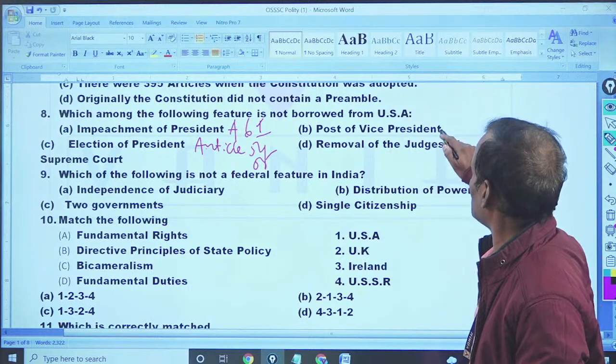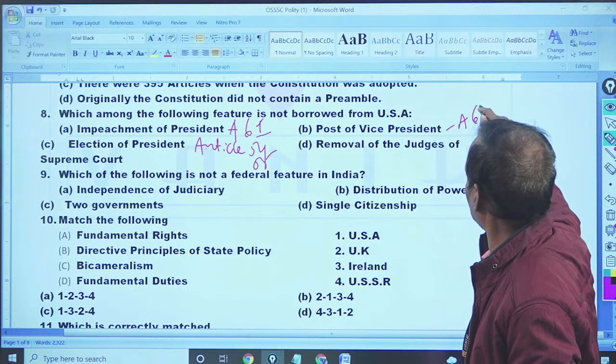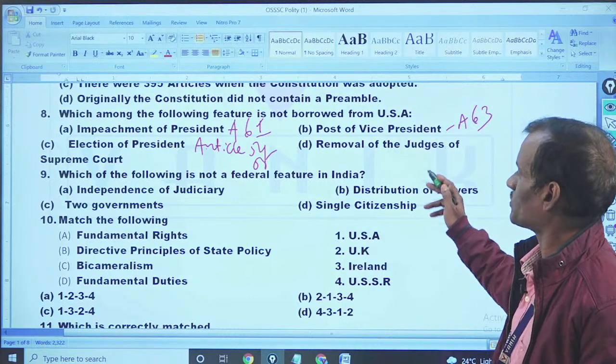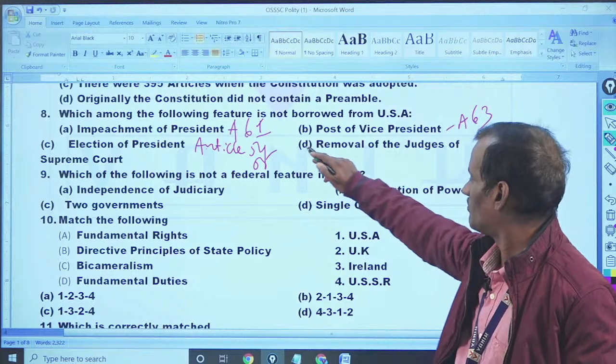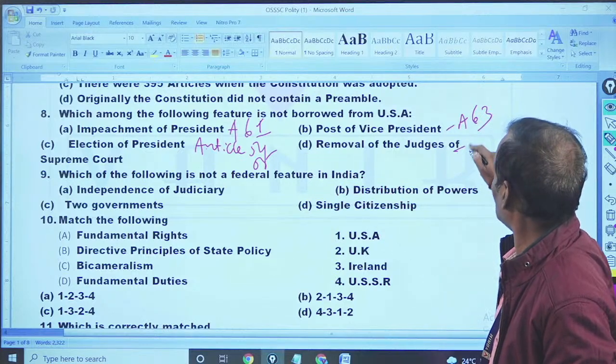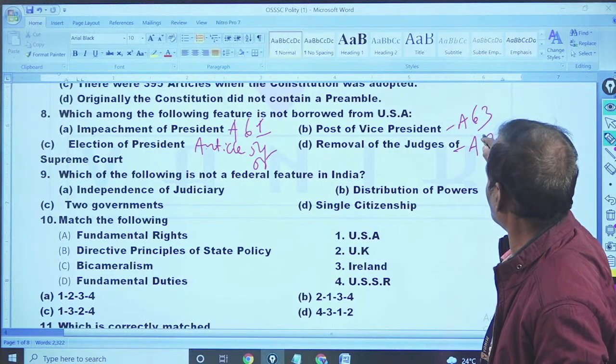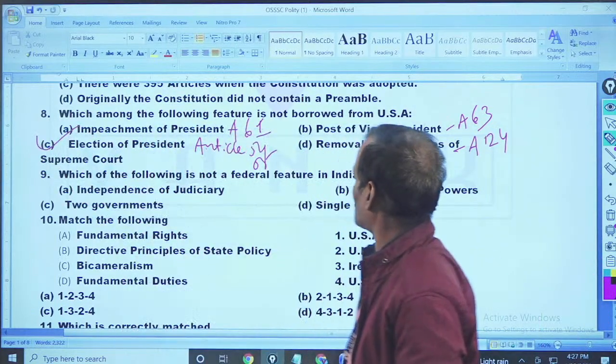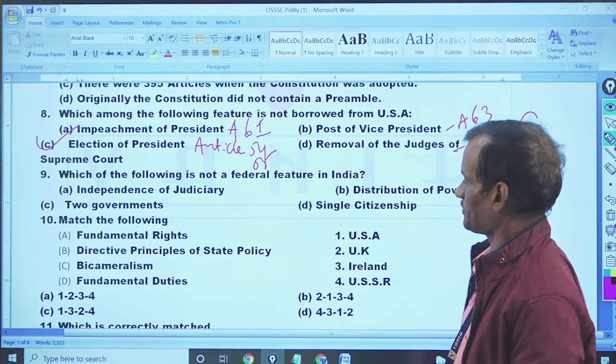Post of Vice President is borrowed, Article 63 deals with President, Vice President of India. Removal of the judges of Supreme Court is brought from American Constitution. It deals with Article 124 of the Constitution. So answer is C. Election of the president is borrowed from Irish Constitution. Kindly remember that.